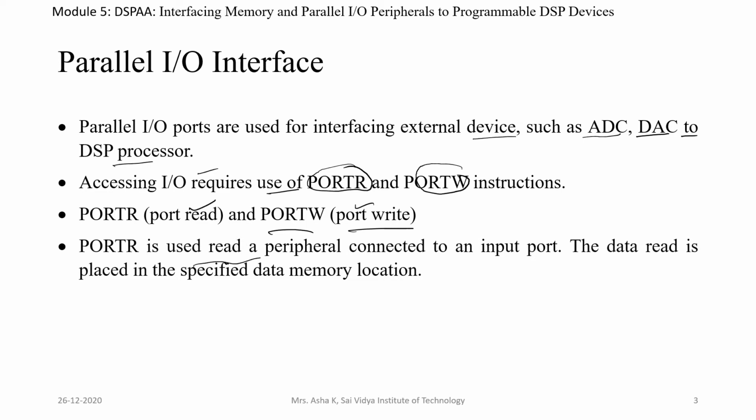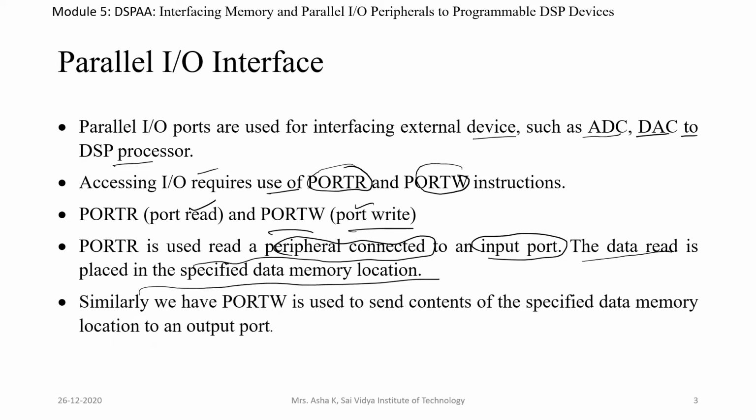PORTR is used to read a peripheral connected to an input port. The data read is placed in the specified data memory location in the memory. Similarly, we have PORTW. The purpose of this is to send the content of the specified data memory location to an output port.